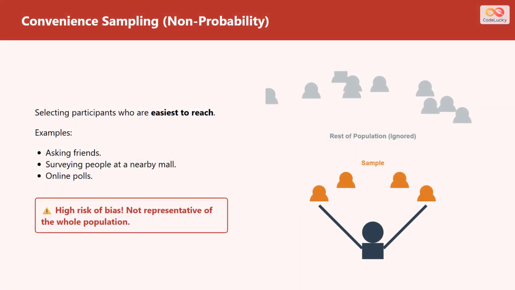Now moving to non-random methods. The most common is convenience sampling. This is exactly what it sounds like, choosing people who are easiest to reach, like friends or people at a mall. While it is fast and cheap, it is highly prone to bias and often doesn't represent the true population.